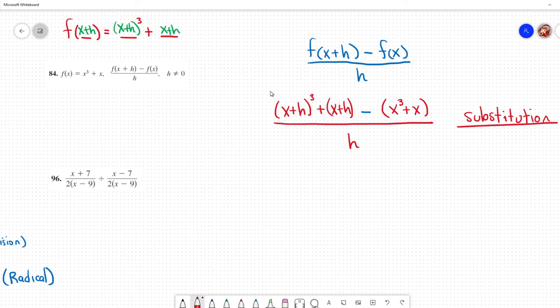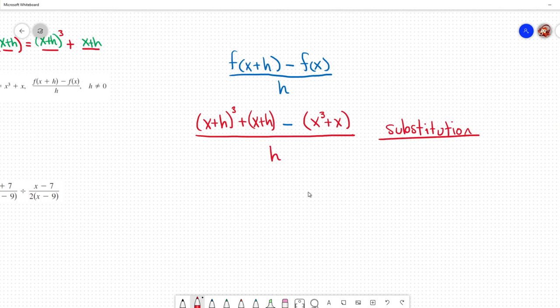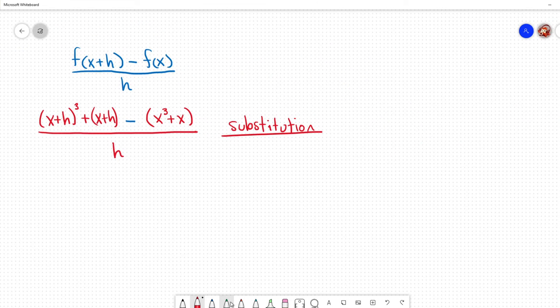All right, so I'm going to start by expanding this here, so x plus h cubed. So go off to the side to remind you, how do you do that? In case you need some algebra review, x plus h times x plus h times x plus h.